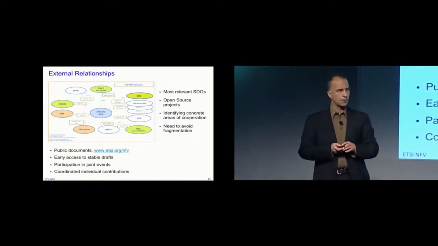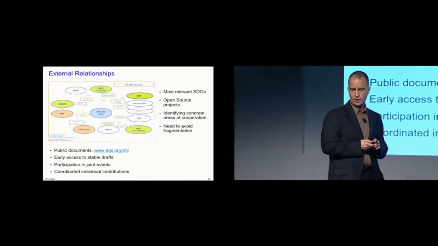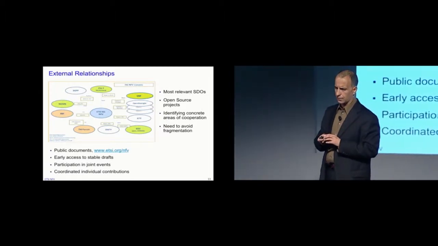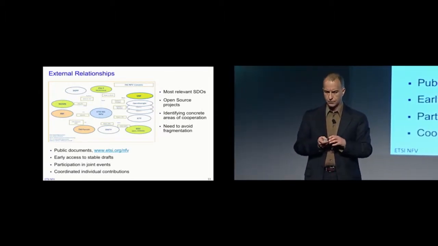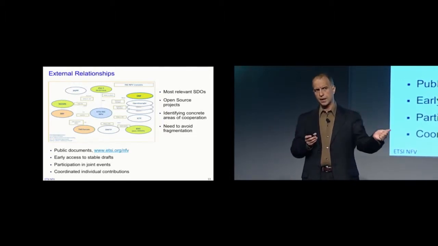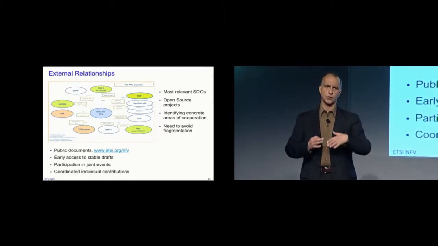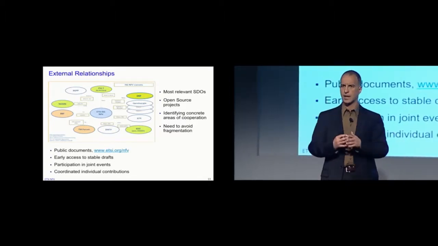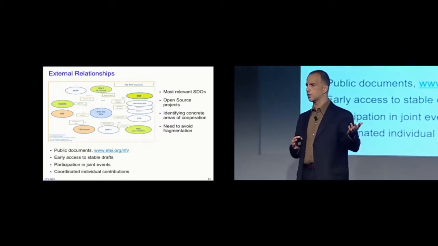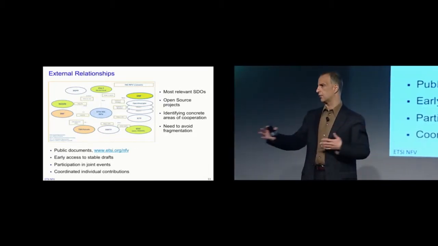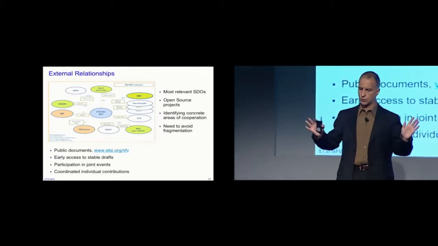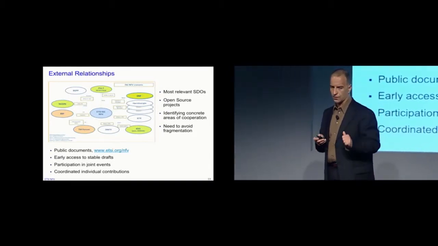Again, this is a map of the external relationships that we're trying to pursue at this point. There's no reason to go over that. It's a bunch of different organizations. The key thing here is to try to avoid any fragmentation. We don't want to see our work being fragmented and all over the place, with each of these SDOs getting a piece of it and then getting into some sort of disagreement on what should be done. We definitely need to avoid that happening. So this is very, very important.